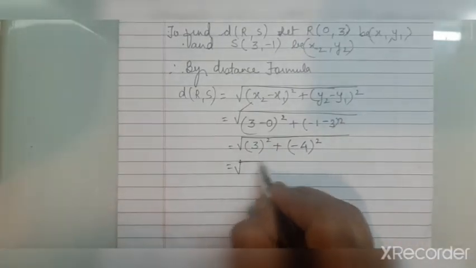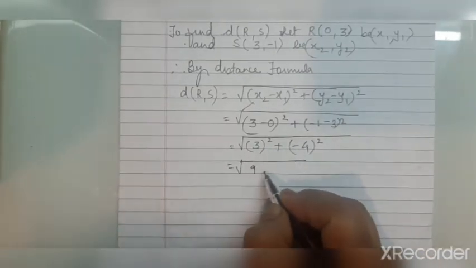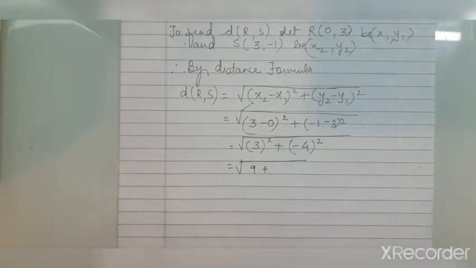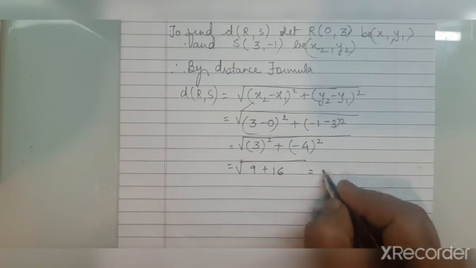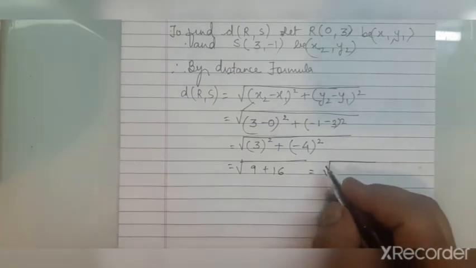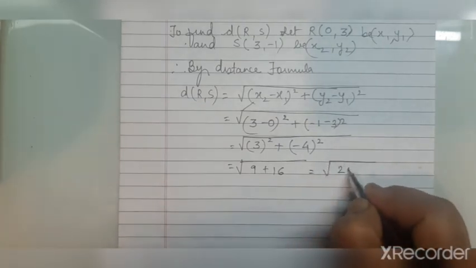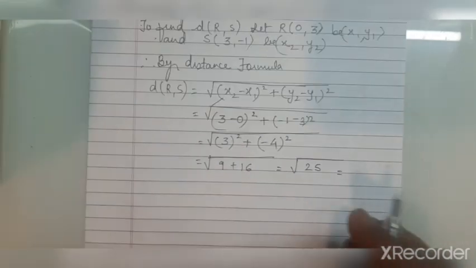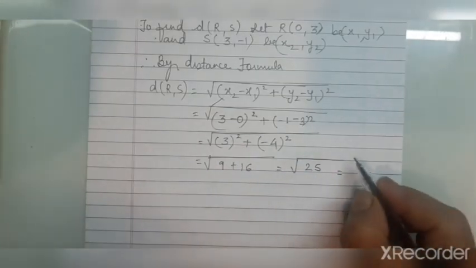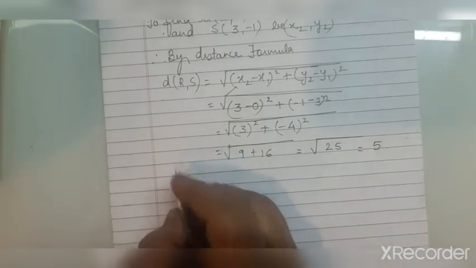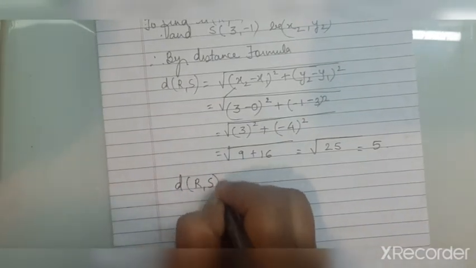Now again 3 square is 9. Now plus, negative sign, square is positive, and 4 fours are 16, which is equal to 9 plus 16 is 25, and 25 is a square of 5. So when it comes out of the square root, it becomes 5. So we have got distance RS as 5.